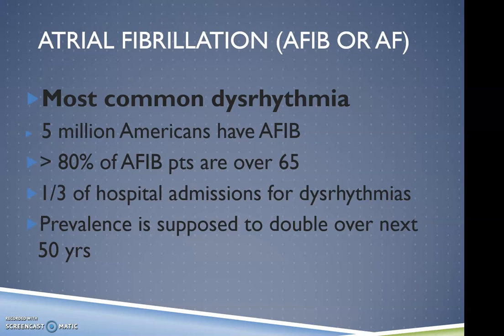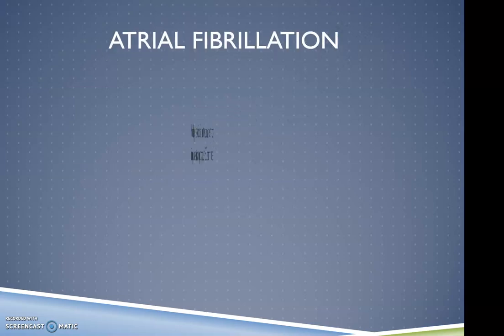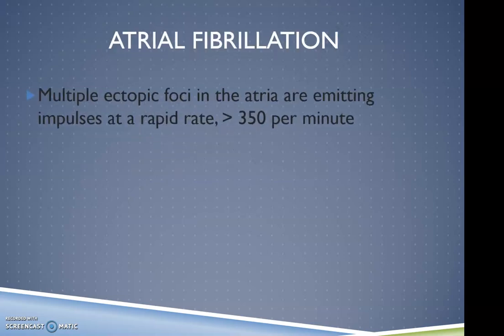It accounts for about one third of hospital admissions for dysrhythmias. What happens in AFib is that there's not just one cell firing in the atria, there are multiple cells firing in the atria. Very chaotic and very rapid, greater than 350 beats per minute. Basically, the atrium is left to quiver.